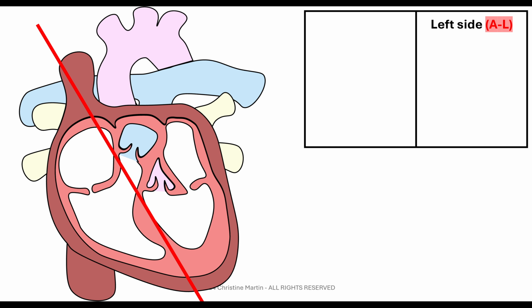So I use the alphabet to help me to remember this. The left side, A to L. We have got our left atrium. We have a valve. You are GCSE, so you just need to know that it's a valve. And we have our left ventricle. Therefore, the blood should flow from our left atrium to our left ventricle, and it will then flow out of the aorta. They are A to L. So we have the left atrium to the left ventricle to the aorta.